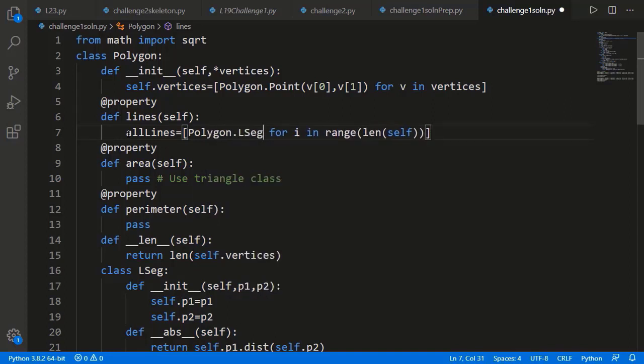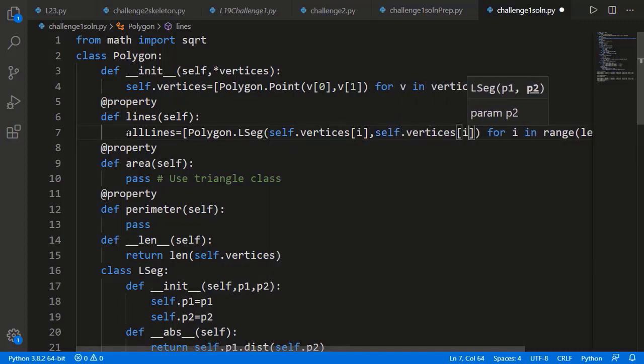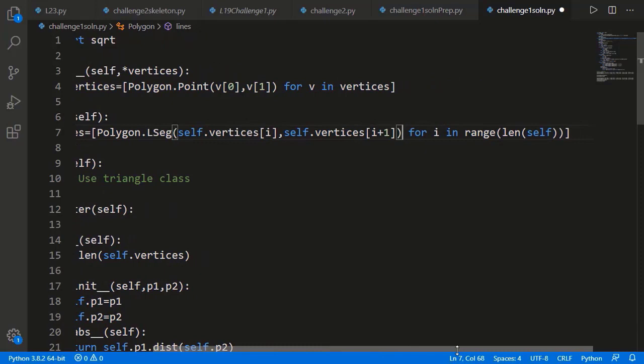So we will create line segments using the vertex at index I and I plus 1. But note that with I as the index of the last vertex, the vertex at I plus 1 will generate an error since there is no vertex after the last one. So we should make it length of self minus 1. So this will create all line segments except the last line segment, which is formed by the last vertex and the first vertex of the polygon. We can append that manually.